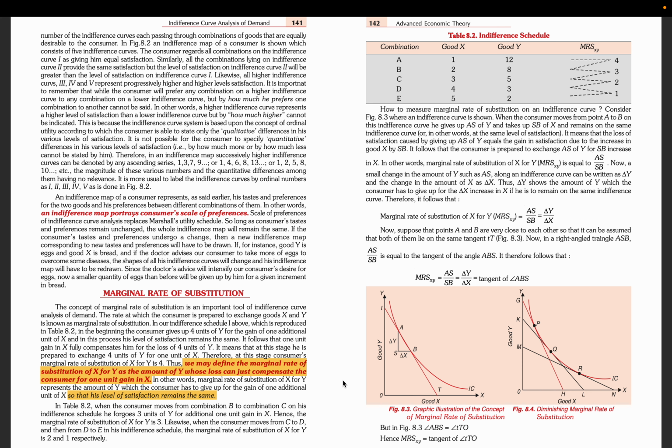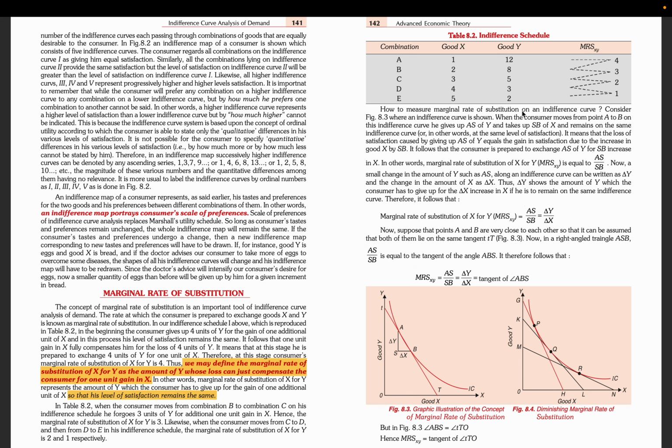In table 8.2, while the consumer moves from combination B to combination C in his indifference schedule, he forgoes 3 units of Y for an additional 1 unit of X. So now from 8 it's coming to 5, so now it's 3. It's written here as well, right? For 1 more unit of good X, so from 2 to 3. Likewise, when the consumer moves from C to D and then from D to E in his indifference schedule, the MRS of X and Y is 2 and 1 respectively.